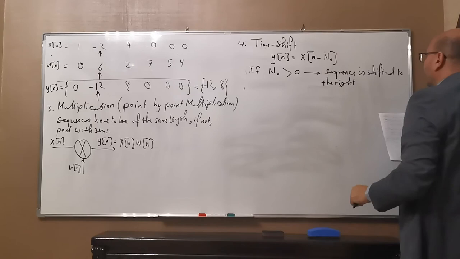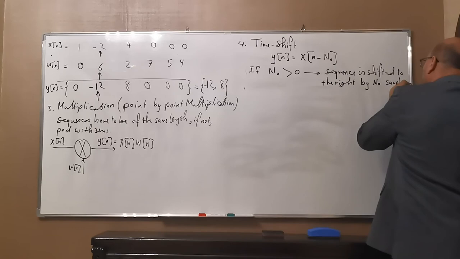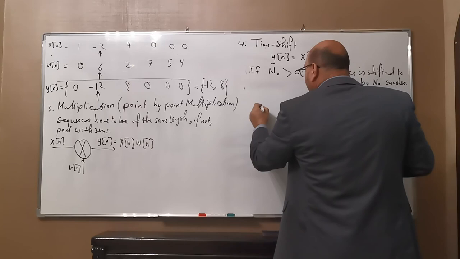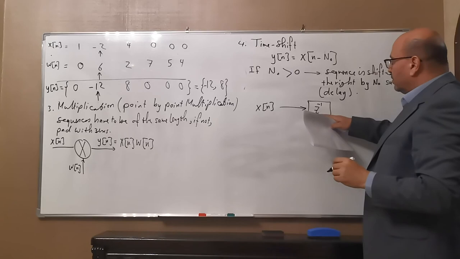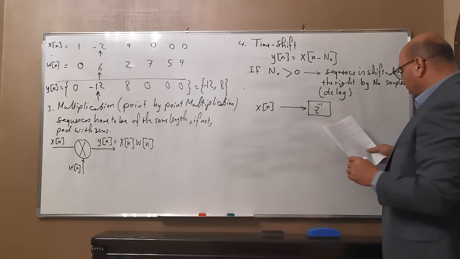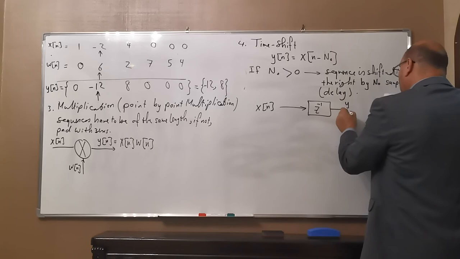by n0 samples. And we call this a delay. So we delay the sequence by n0 samples. Graphically, we represent this by using a box that has z inverse inside. We will come to this later when we do the z transform. But anyway, if you have x of n coming to a box with z to the minus one, then you are delaying this x by one time period delay. Y of n is equal to x of n minus one.